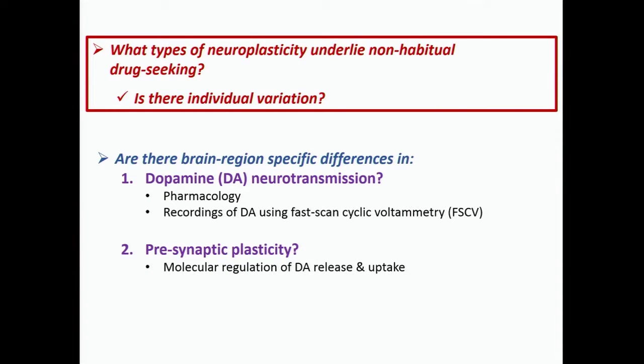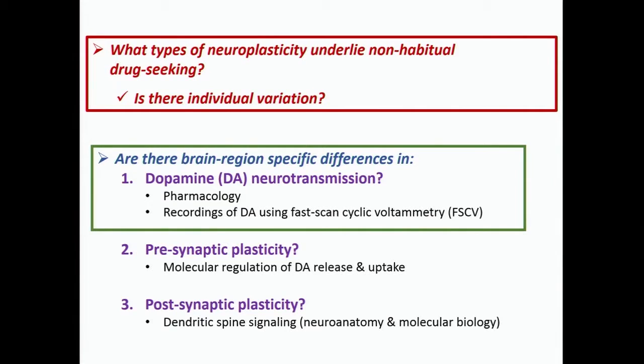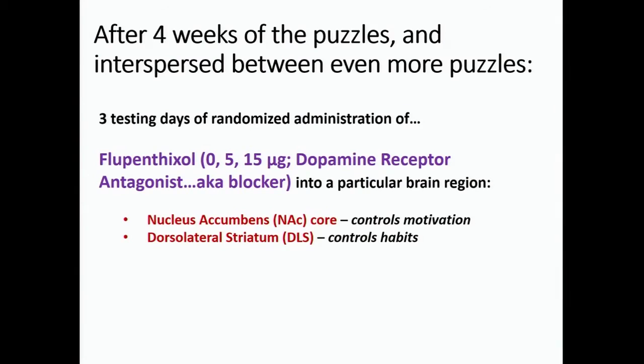Another question is, we want to know if there's anything happening in the presynaptic cell that might regulate dopamine signaling, and anything that's happening in the postsynaptic cell to regulate that signaling in the dendritic spine. So we're sort of bridging the synapse here. So we're going to start with this, looking at dopamine transmission.